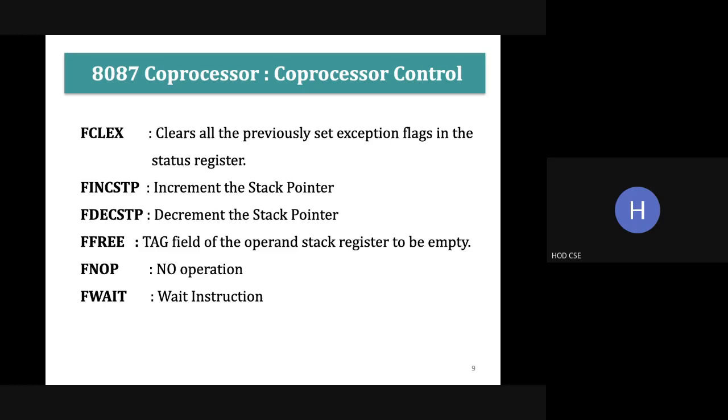Okay. Then, as I said, every stack register will have a tag field. It will be represented by 2 bits for every register. It represents whether the data available in the register is valid data or non-valid data, or it is empty or zero. In order to free all the tag bits in the tag register, we use the instruction FFREE. And as you know, no operation we have FNOP, and the wait instruction is FWAIT. Okay. So these are the coprocessor control instructions.